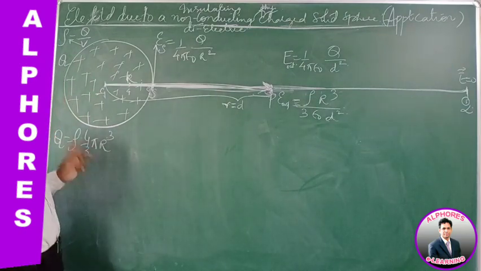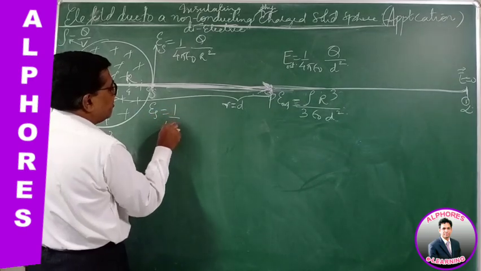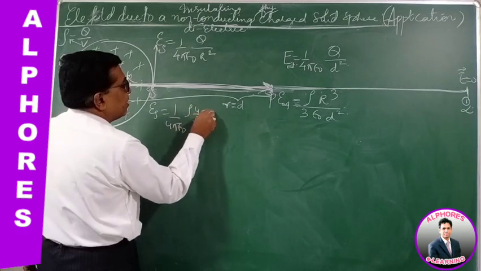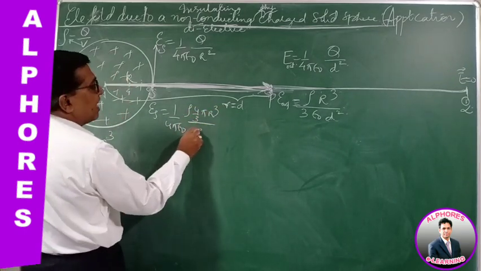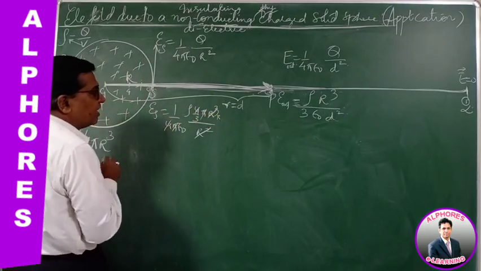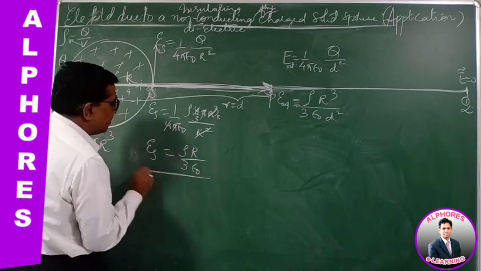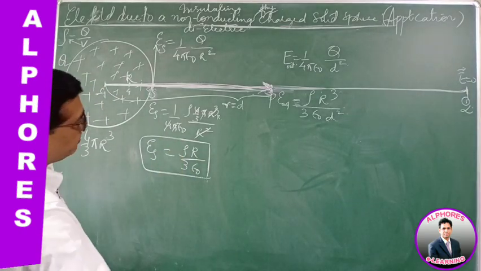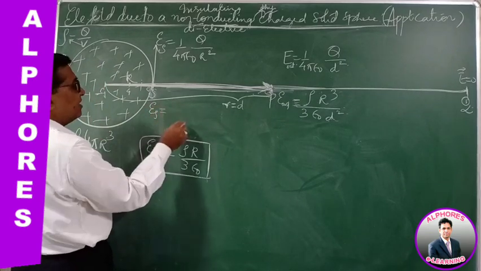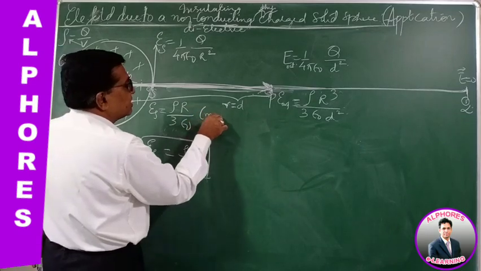If he is asking in terms of volume charge density, then the electric field on the surface will be 1 by 4 pi epsilon naught, charge q, I am substituting as rho into 4 by 3 pi r cube, by r square. 4 pi cancels, r square also cancels partly, and you get r. So the electric field at the surface point is rho r by 3 epsilon naught. So this is the field on the surface of this non-conducting charged solid sphere. You know, this is the maximum value.